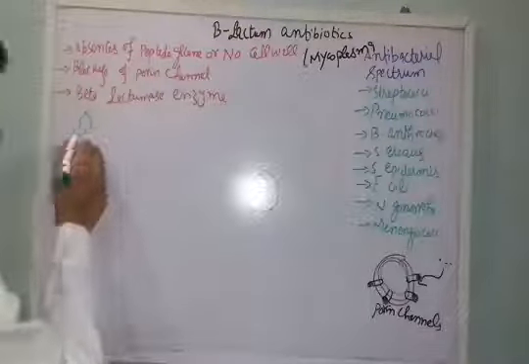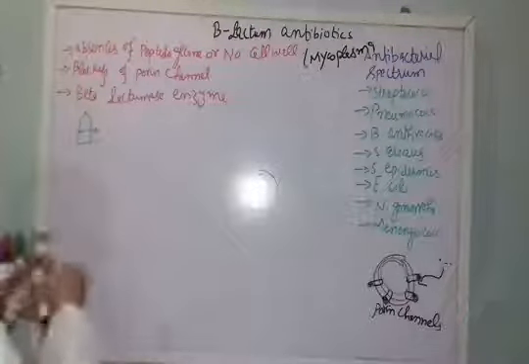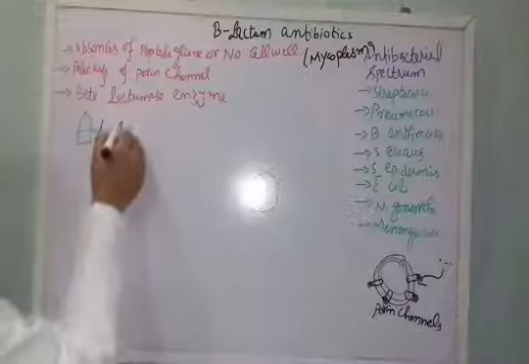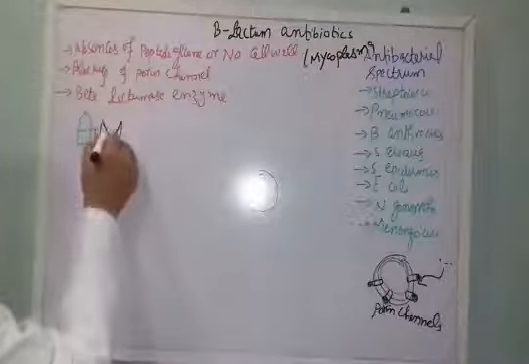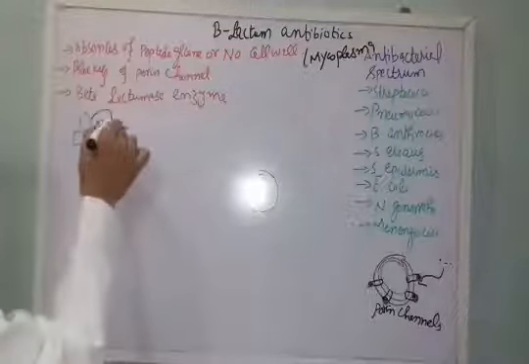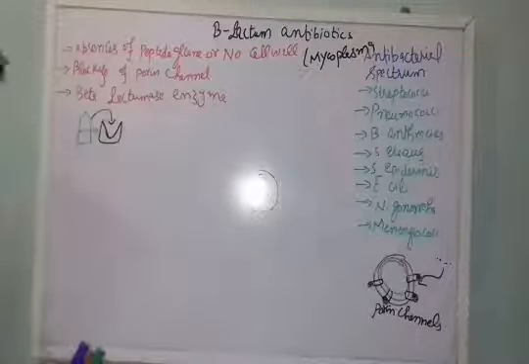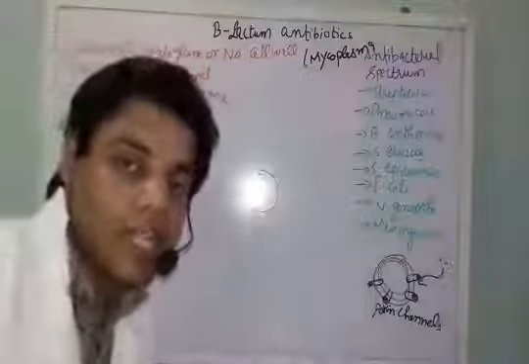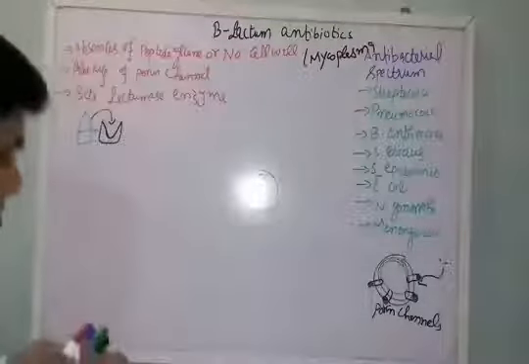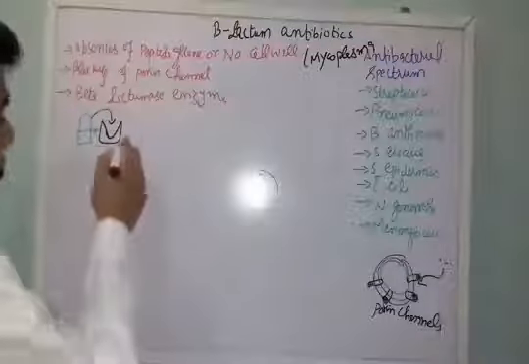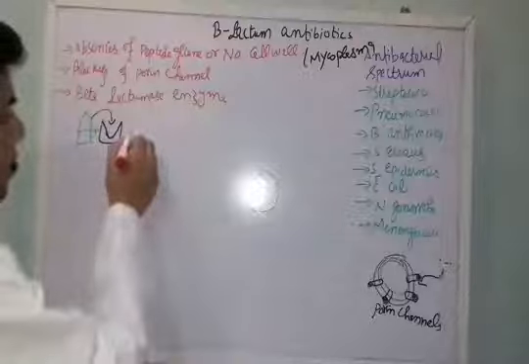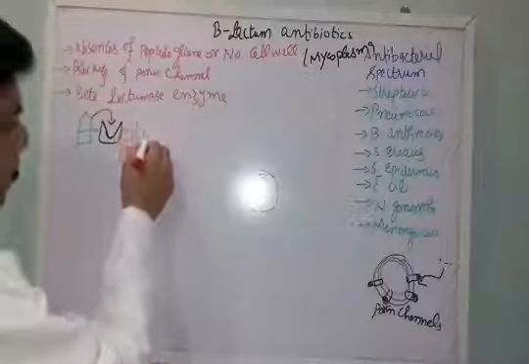What happens? They will easily bind to the penicillin-binding protein, or transpeptidase and D-alanyl carboxypeptidase. They will easily bind to that area. It can easily fit. But what will the bacteria do? The bacteria will release beta-lactamase enzyme. If I draw the beta-lactamase enzyme here, it will look like this form.